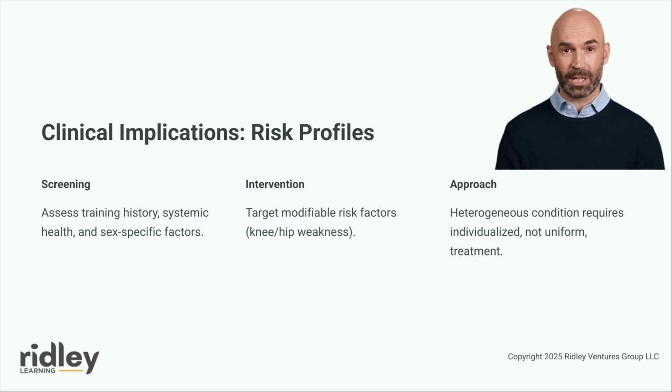Female patients, particularly adolescents, warrant screening for neuromuscular deficits and may benefit from modified training progressions. Athletes in high-risk sports such as gymnastics and dance should receive proactive screening and targeted prevention programs. The identification of modifiable risk factors provides targets for intervention. Knee extensor and hip abductor weakness are consistently associated with patellofemoral pain and are amenable to exercise-based interventions.